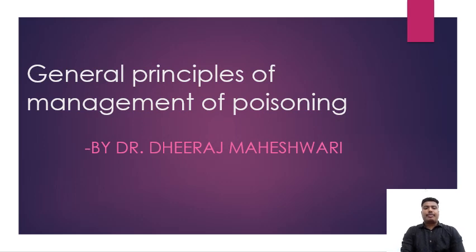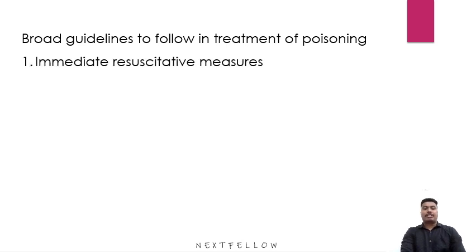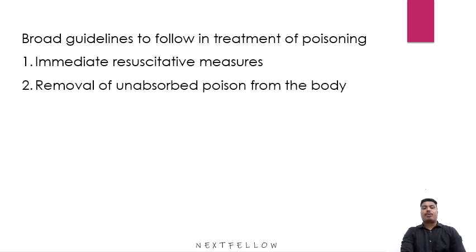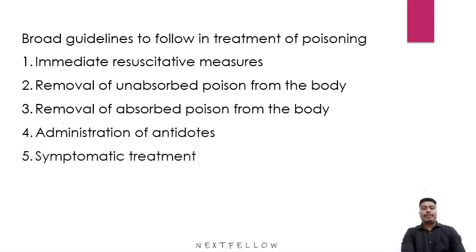In this lecture, we will discuss the general principles of management of poisoning. Now, broad guidelines to follow in treatment of poisoning are: first, immediate resuscitative measures; second, removal of unabsorbed poison from the body; third, removal of absorbed poison from the body; fourth, administration of antidotes; fifth, symptomatic treatment, and then adequate follow-up. Okay, so these are the broad guidelines.